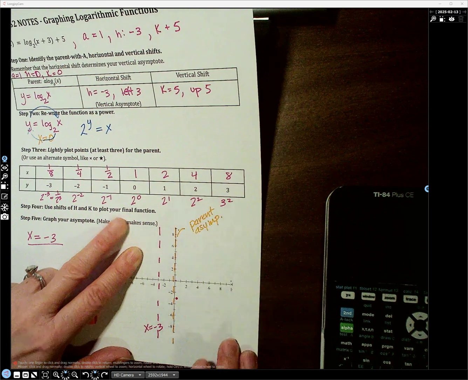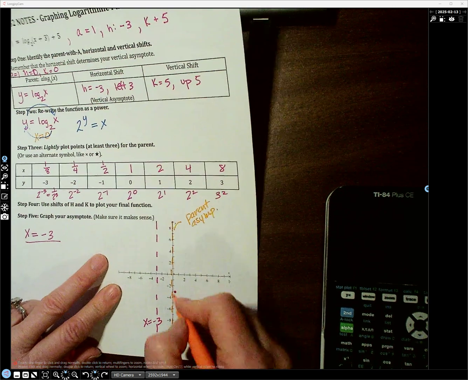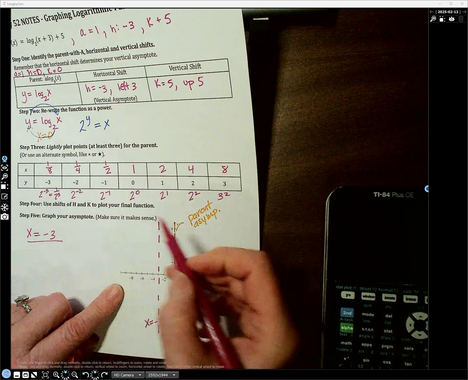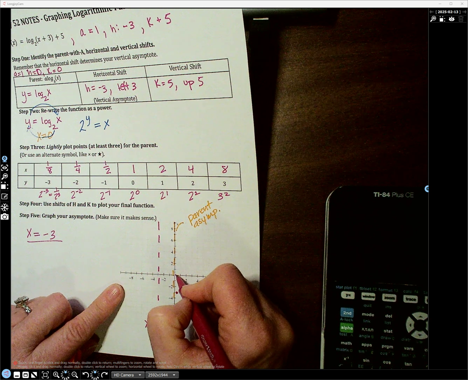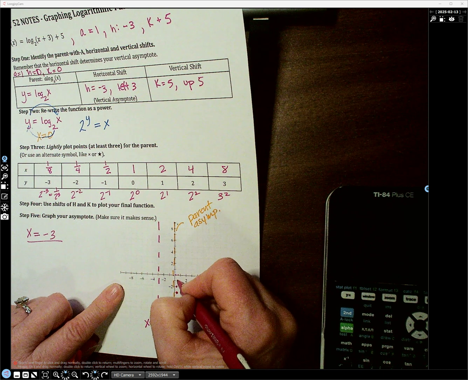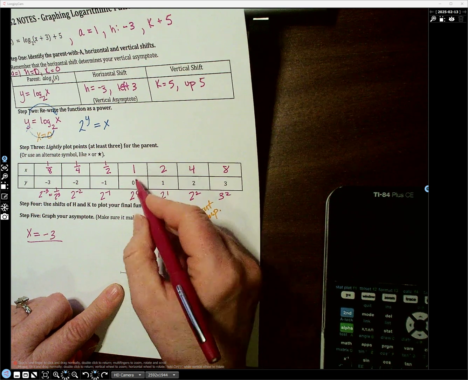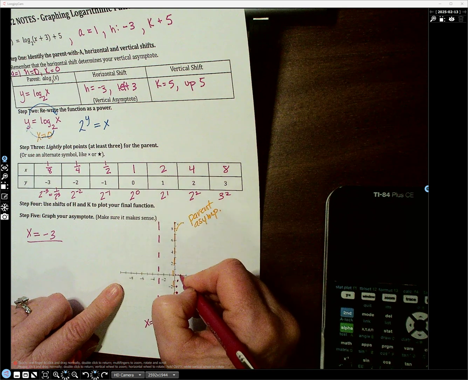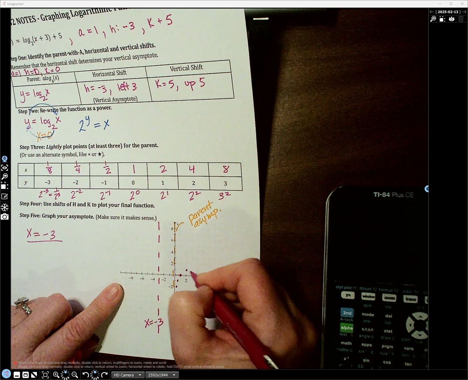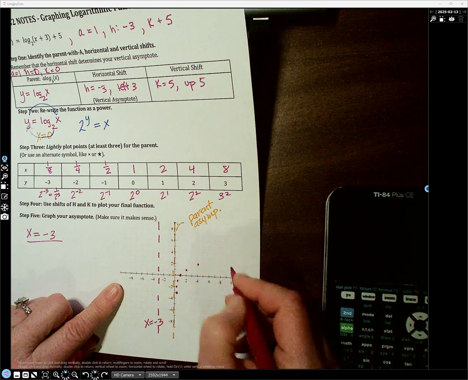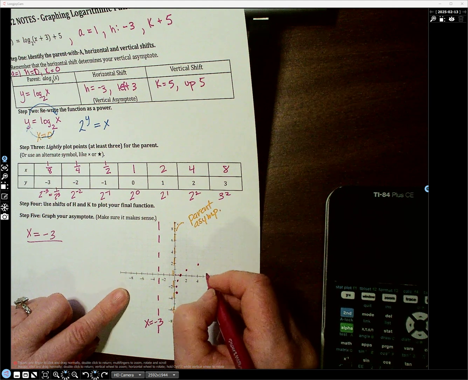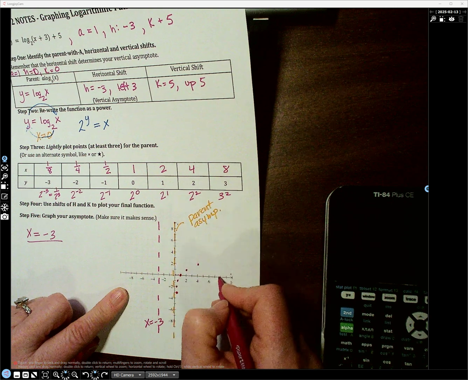Okay, and we're graphing these points. Okay, so we've got 1/8, -3. Then we've got 1/4. We go over a little more, -2. Then we've got 1/2, -1. Then we've got 1, 0, right? 1, 0, there it is. Then we've got 2, 1, 4, 2, 8, 3.